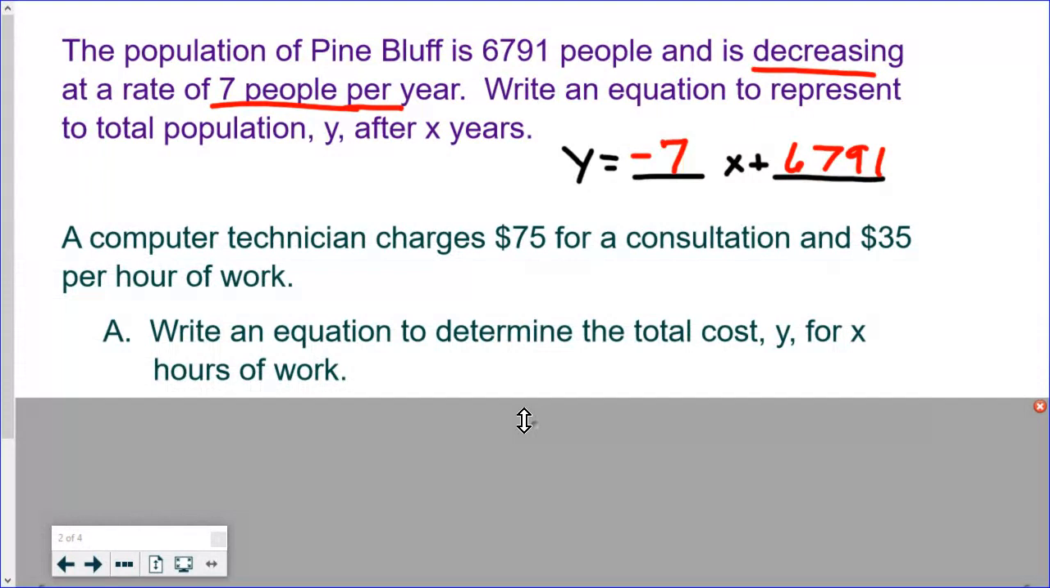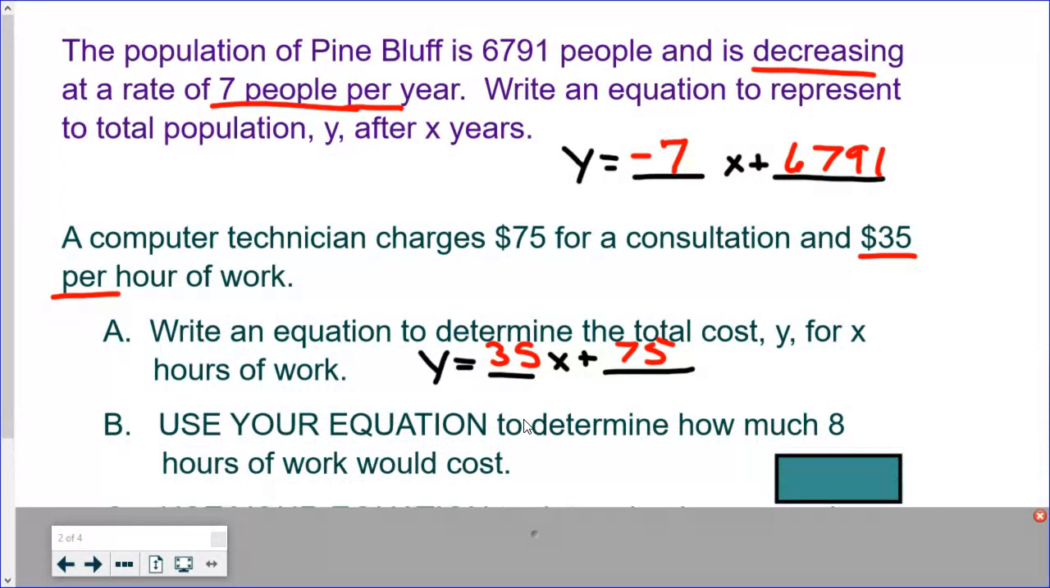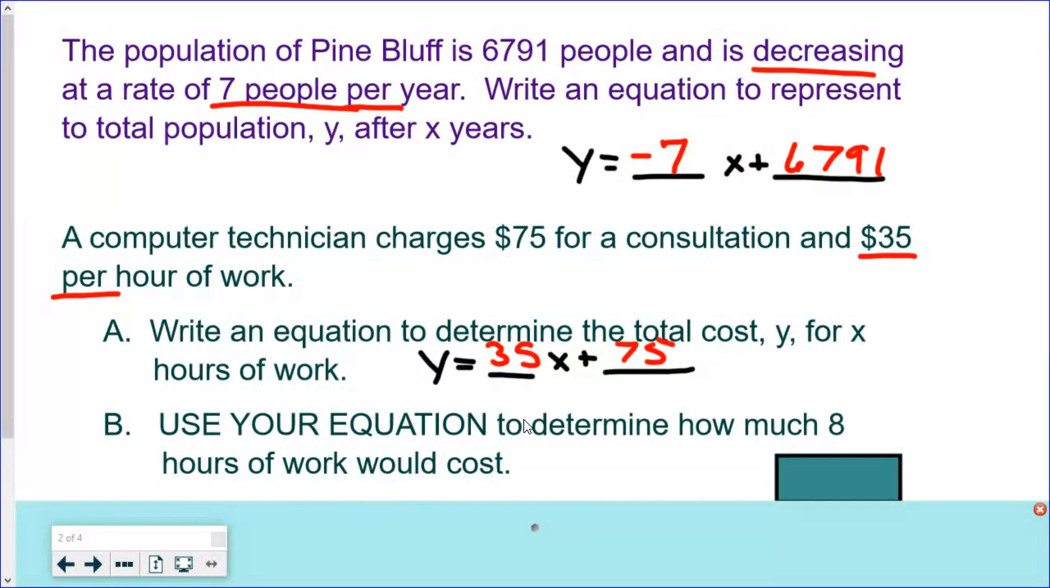Okay, multi-step problem. A computer technician charges $75 for a consultation and $35 per hour of work. So there's your per. Okay, so it says write the equation. Okay, so the per, again, is the slope, and it charges $75 just to talk about how much it would cost you. Basically, that's what a consultation is.